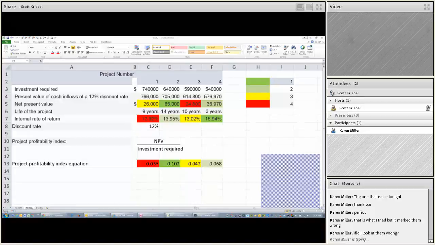Let's take a look at what Karen's typing. Typing something furiously, I can tell. Or maybe not.